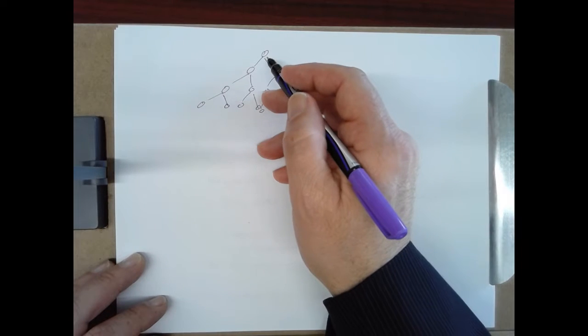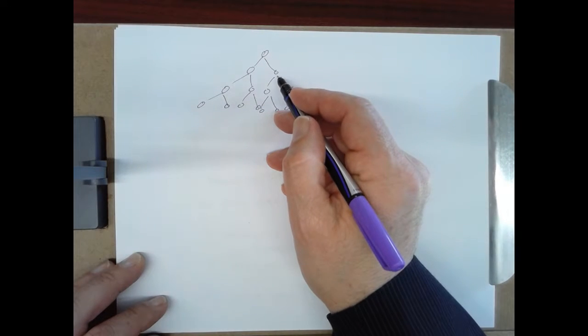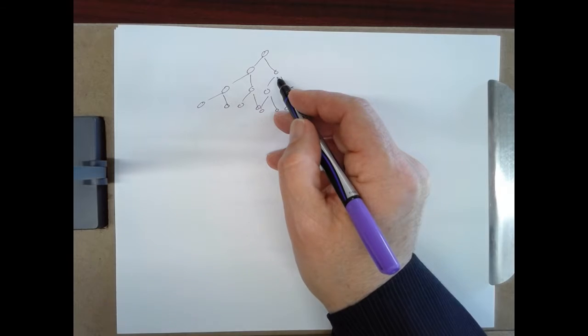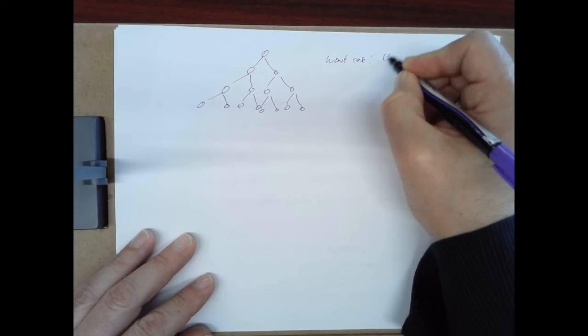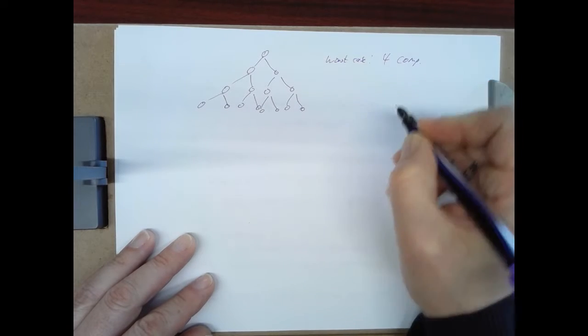It might be our number's at the root, or it might be it's bigger and it turns out to be right here, and we only had to do 2 comparisons. But worst case, we have to do 4 comparisons.